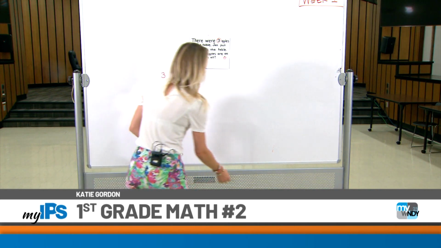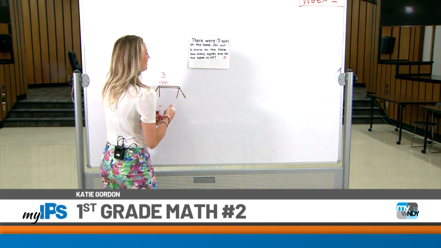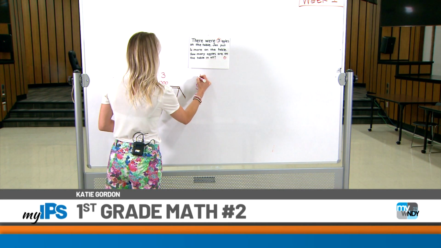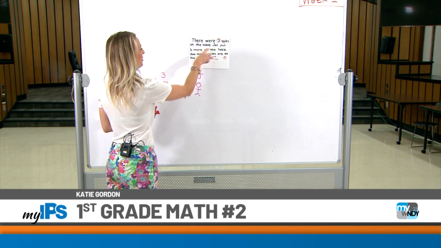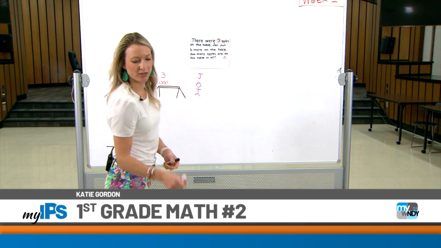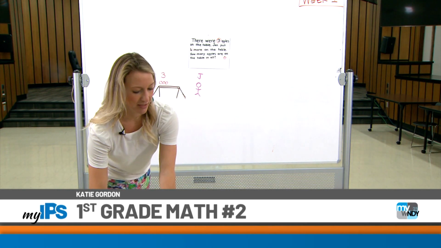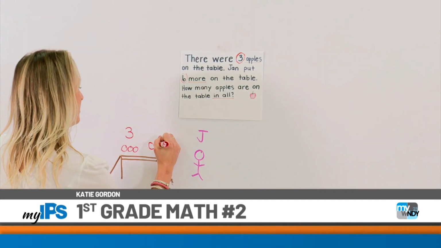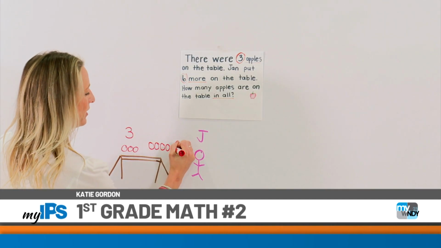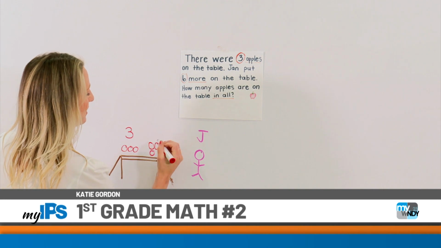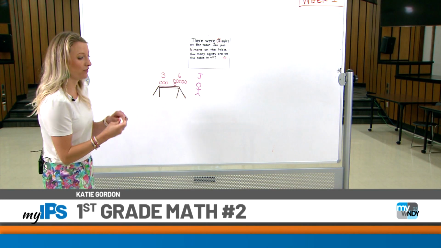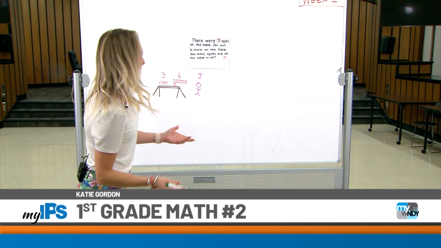Then what did I find out? I found out that Jan she brought, here's our Jan. And what did she do? She put 6 more on the table. So then I'm going to go ahead and put the 6 more that Jan put on the table. So she brought over 6, 1, 2, 3, 4, 5, 6. And so Jan brought 6. And now they're wanting us to solve it by answering the problem and say how many are in all.